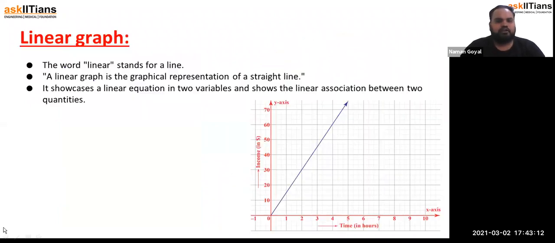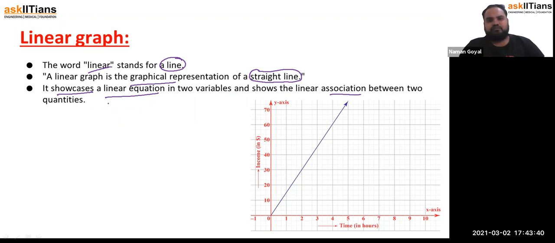Got it? Okay, now let me show you how we draw this and what is the meaning of linear graph. The word linear stands for a line. A linear graph is a graphical representation of a straight line. As I told you, if we get one straight line, then that graph is known as what? Linear graph. It showcases a linear equation in two variables and shows the linear relation between the two quantities.